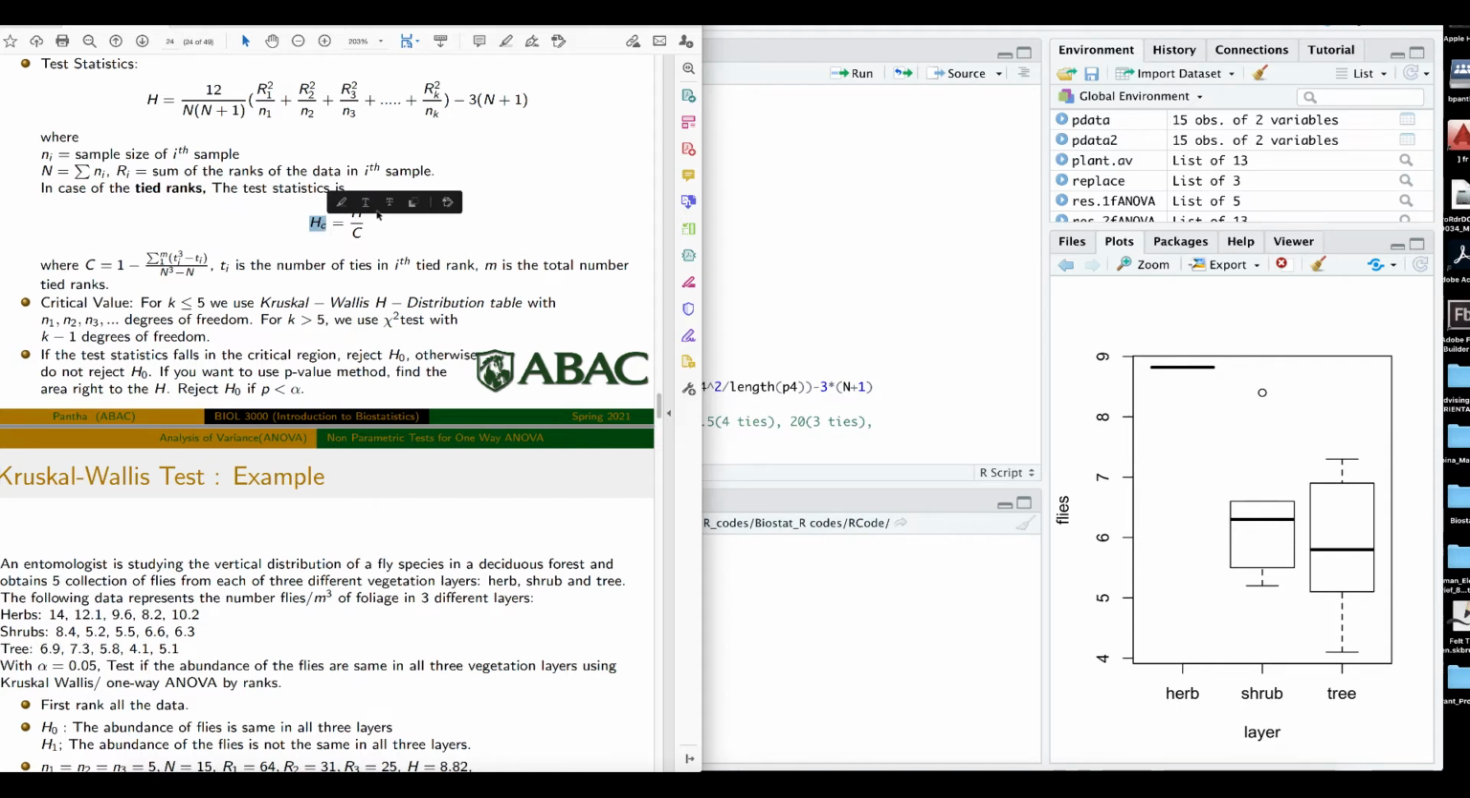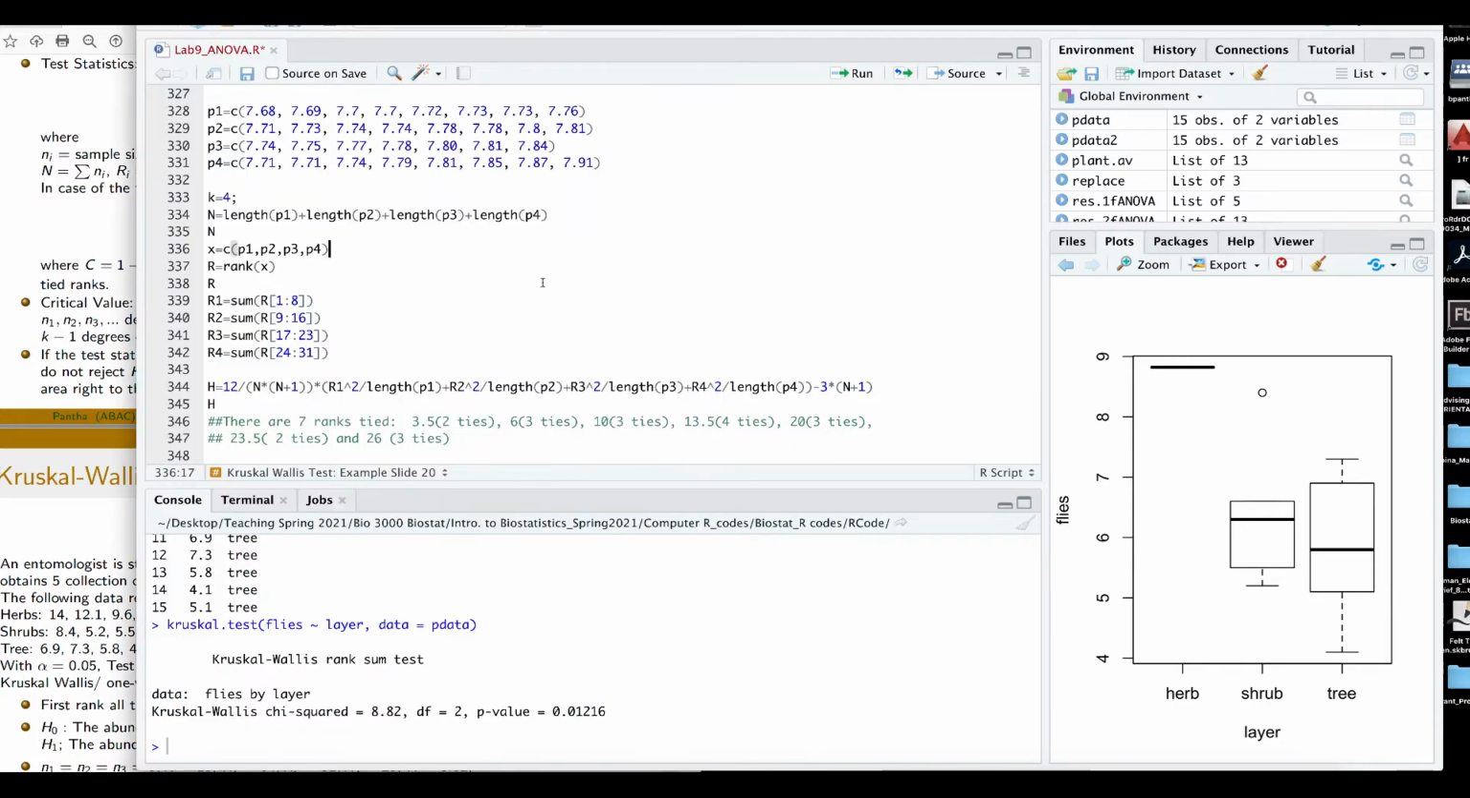What we need to do is find H over C. H is found the same way as before. C is 1 minus the summation of Ti cubed minus Ti, where Ti is the number of ties. The number of first ties cubed minus first ties, plus the number of second ties cubed minus second ties, and so on. You add them, divide by n cubed minus n. So let us do this.